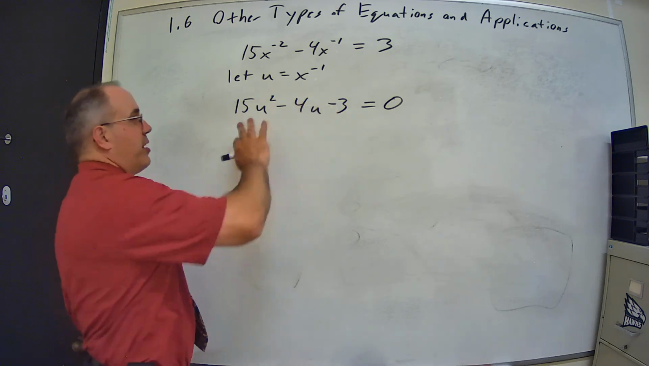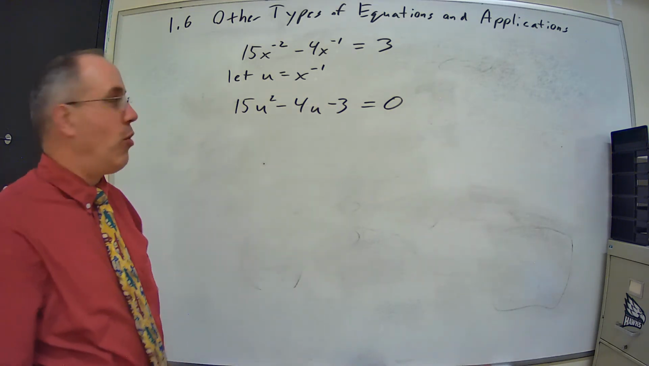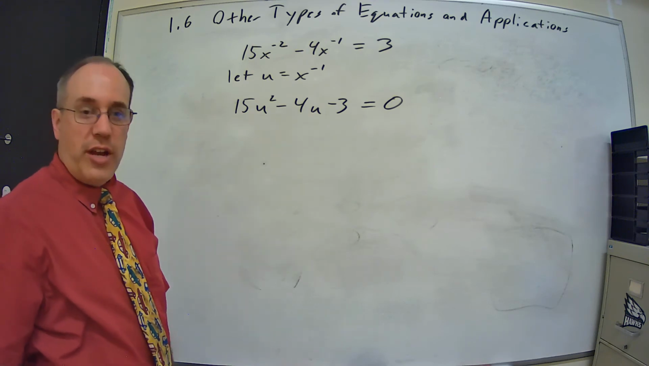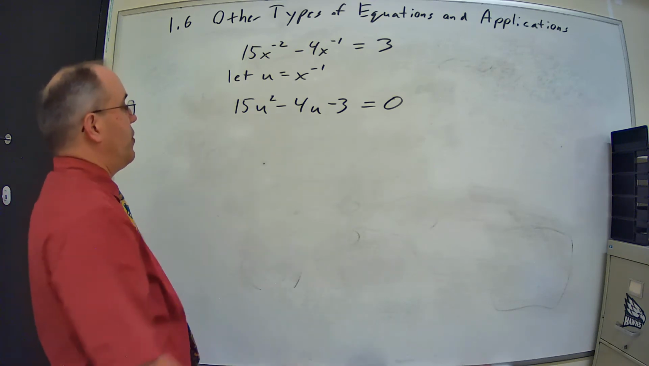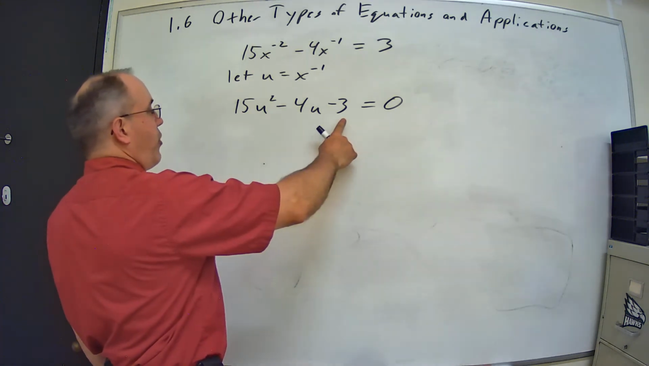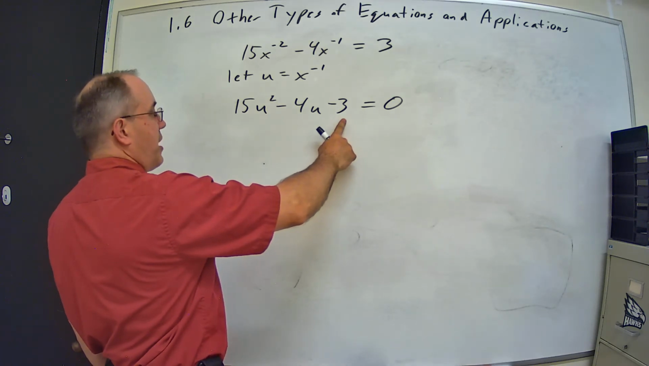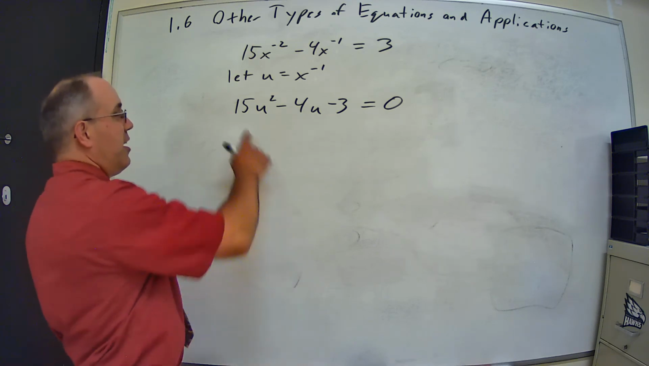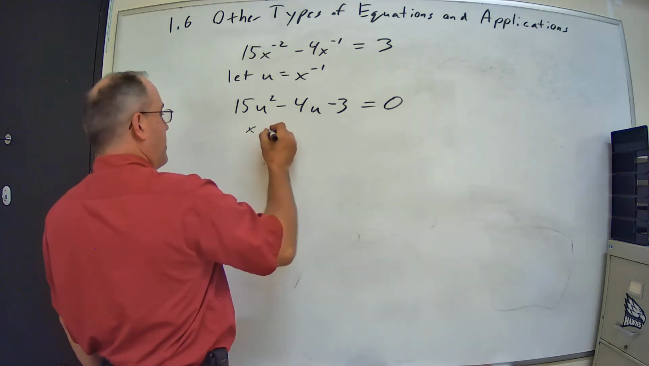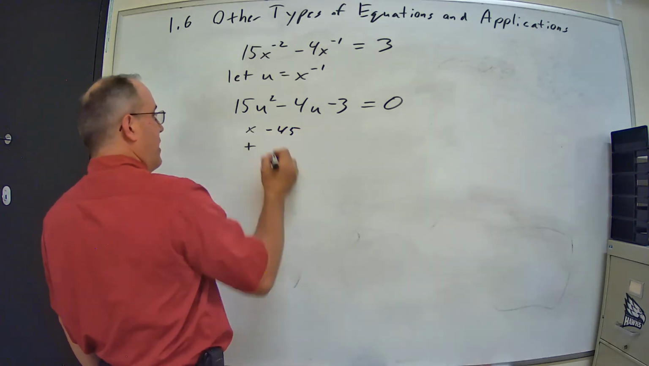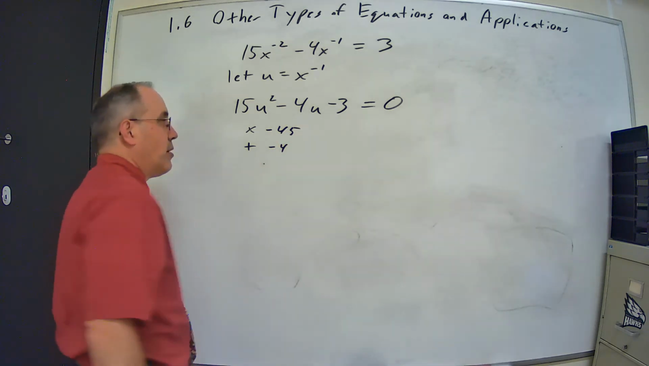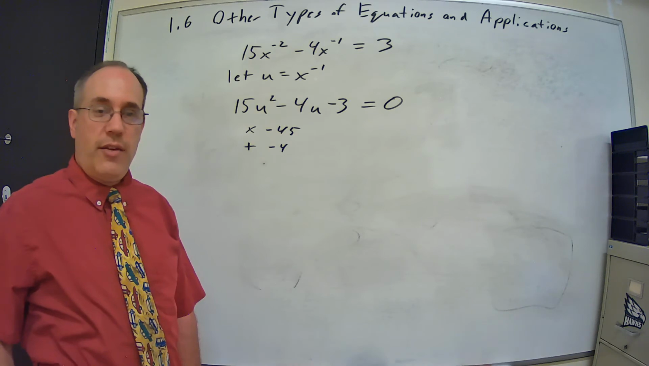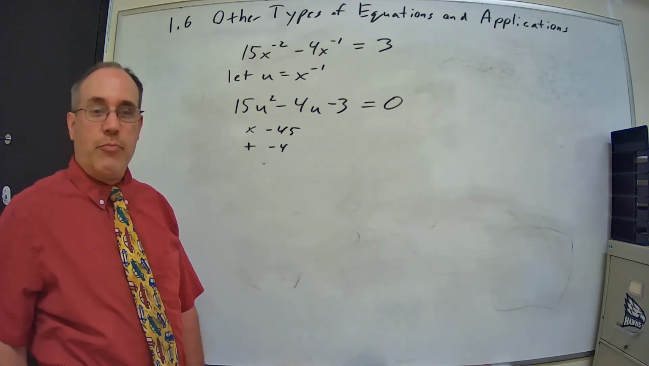At this point, we can either use the quadratic formula, or we can see if we can do it by grouping. I'm going to be lazy, although we might be able to. A quick check would be negative 45. We're looking for two numbers that multiply to negative 45 and add to negative 4. Signs are different, larger number is negative: negative 9 and positive 5.